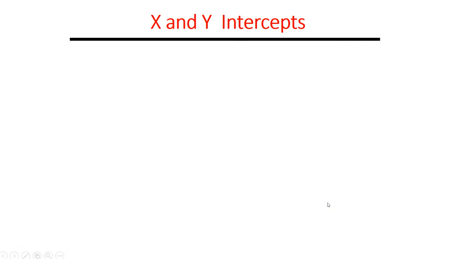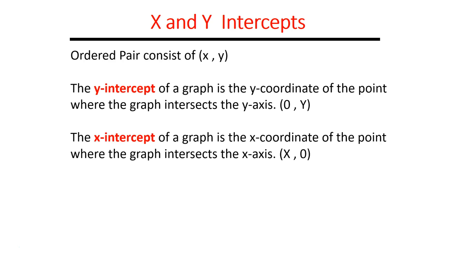All right, today's lesson title is called X and Y intercepts. Basically, just a reminder that ordered pairs consist of an X and a Y coordinate. The y-intercept of a graph is the y-coordinate of the point where the graph intersects the y-axis. So when that happens, x is 0, and wherever it crosses the y-axis is going to be the number for y here.